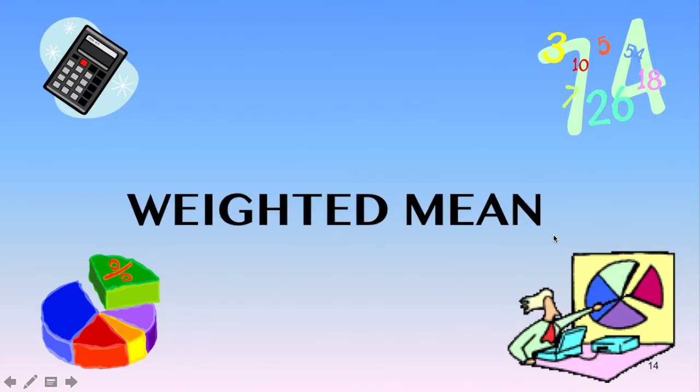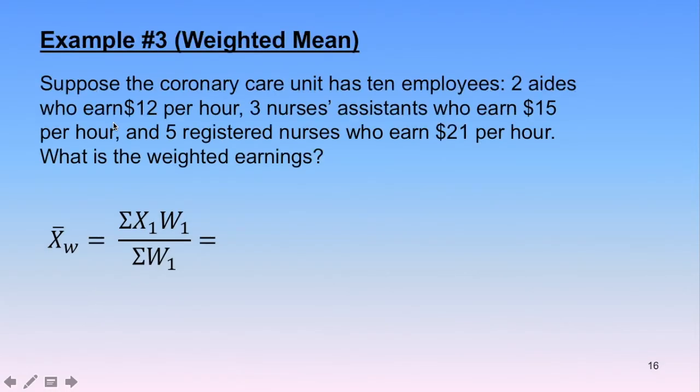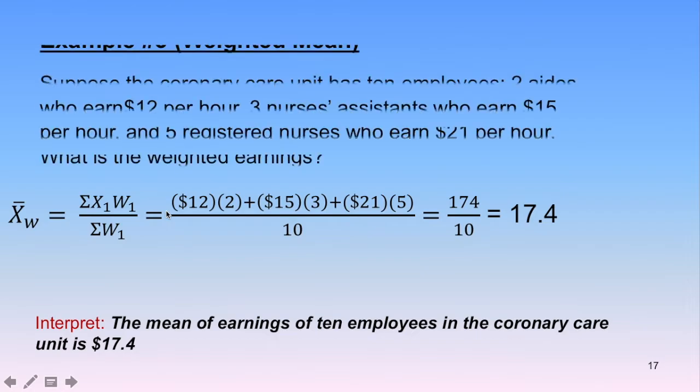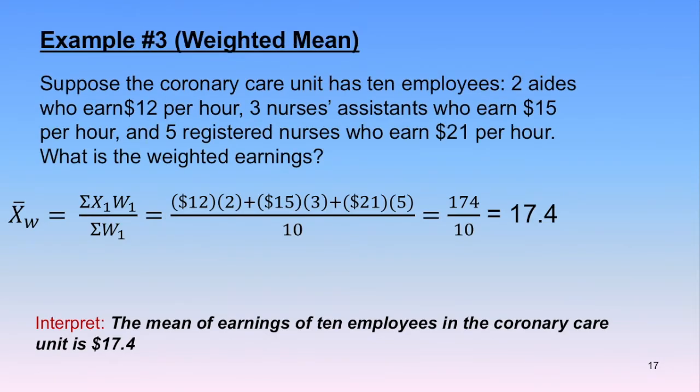How about the weighted mean? Let us take this example. If you will solve this manually, just multiply the x times the weight. The x here is the amount, and the weight here is the number of employees. So first, $12 times 2, $15 times 3, $21 times 5. And if you solve for this, 12 times 2 is 24, plus 45 plus 105 is equal to 174.